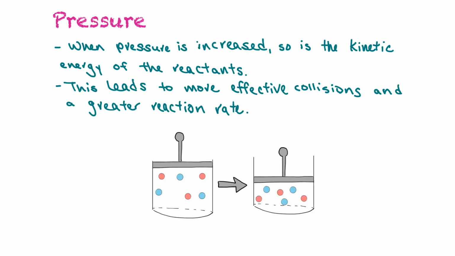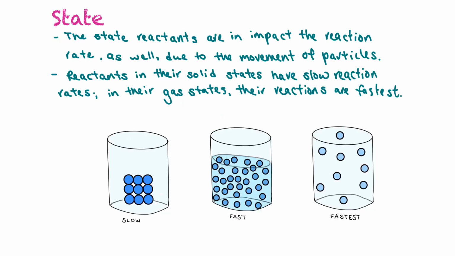With pressure, if you increase the pressure, the kinetic energy of the reactants increases as well, so that's going to speed up the rate of reaction. If we take a look here, this container has a plunger on the top. Right now it's not pressed down, so the pressure is relatively low. But if we push that plunger down, we're increasing the pressure and forcing those molecules closer together, so they're more likely to bump into each other, so the reaction rate will increase.